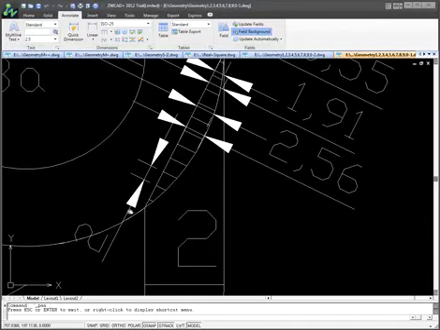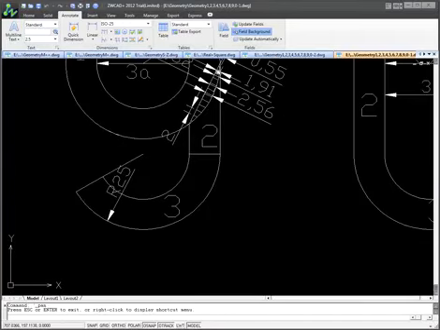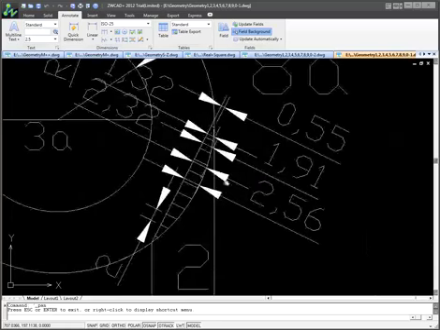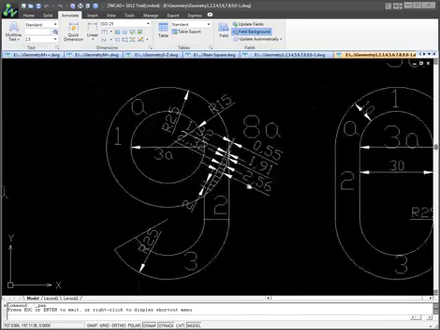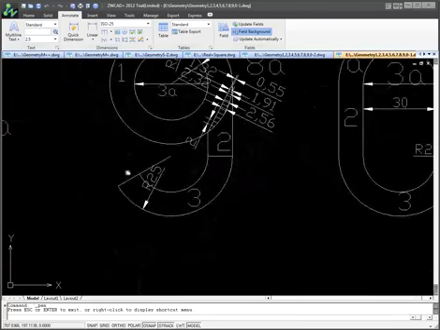This oval has to be found out, and this area has to be deducted from this. This area has to be deducted from it. I have given a number to this. 1, 2, 3.